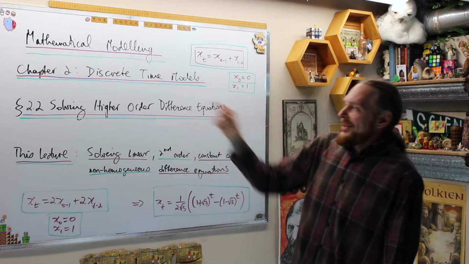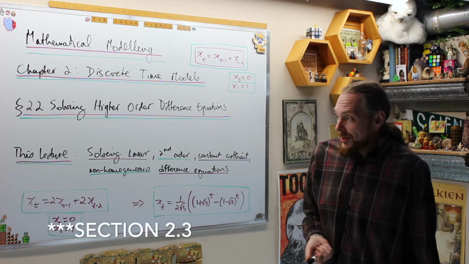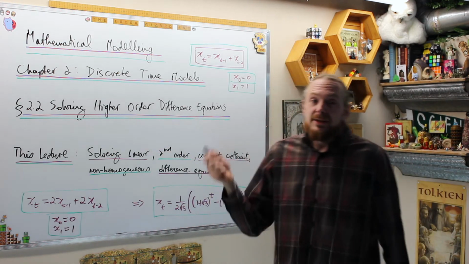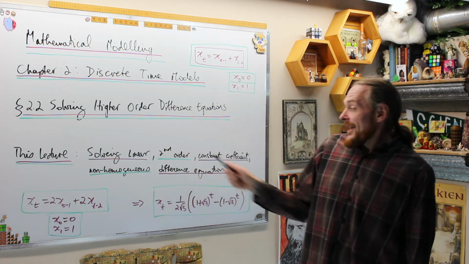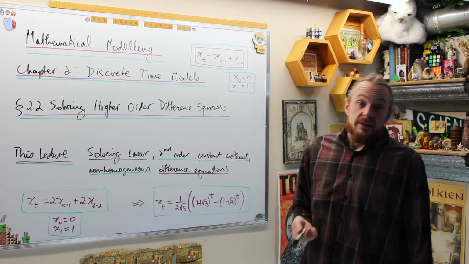We're doing mathematical modeling. Chapter 2 is discrete time models. Section 2.2, we're solving higher order difference equations. This lecture specifically, what we're going to do is solve linear, second order, constant coefficient, non-homogeneous difference equations. Let's get to it.